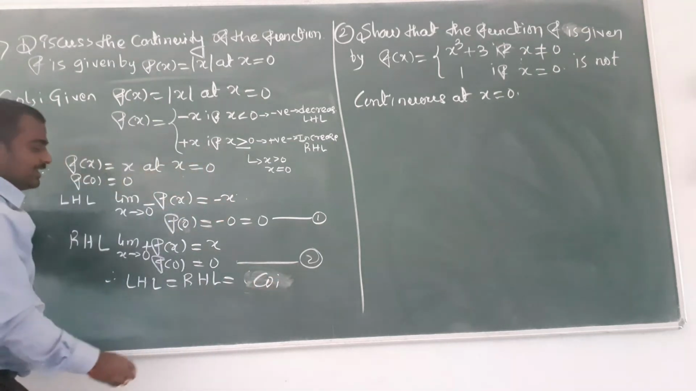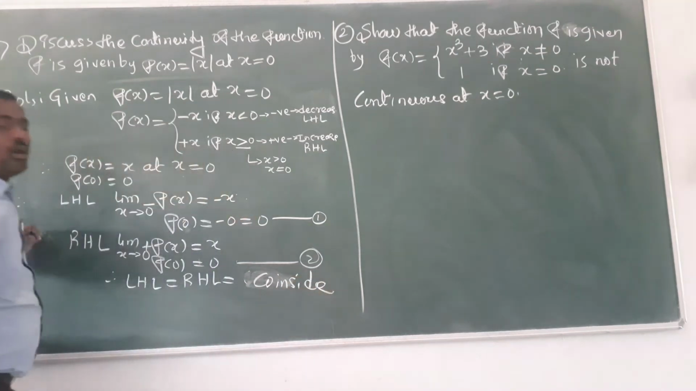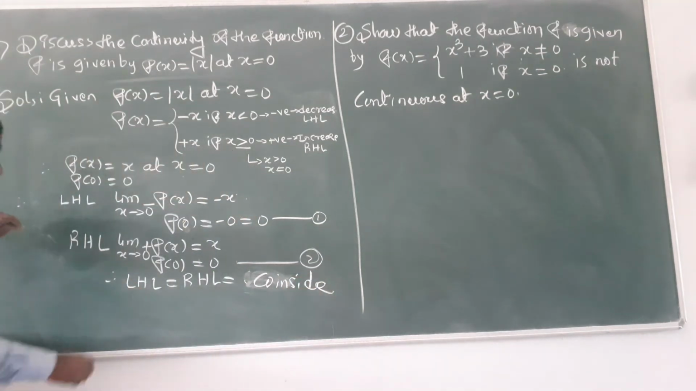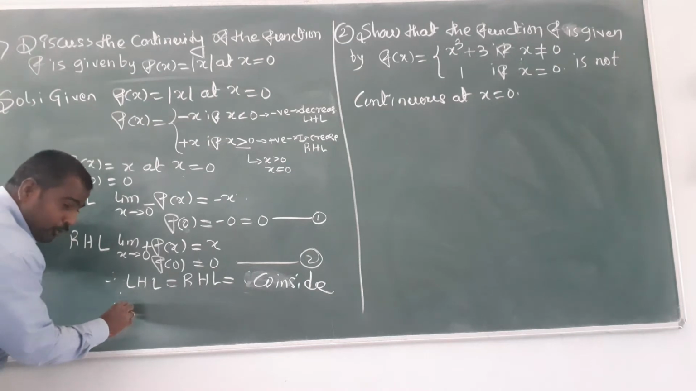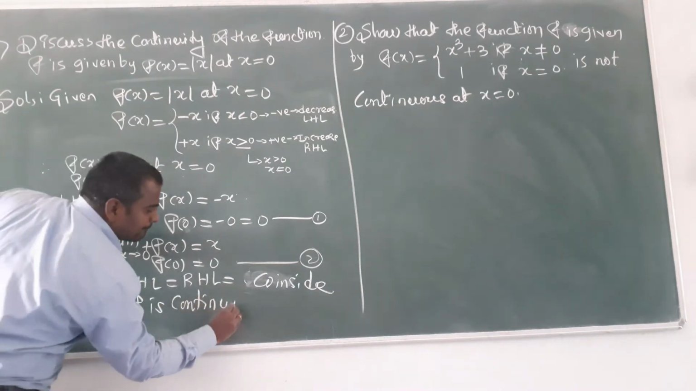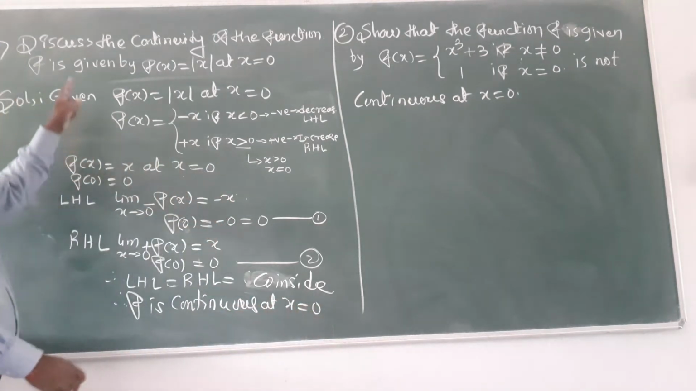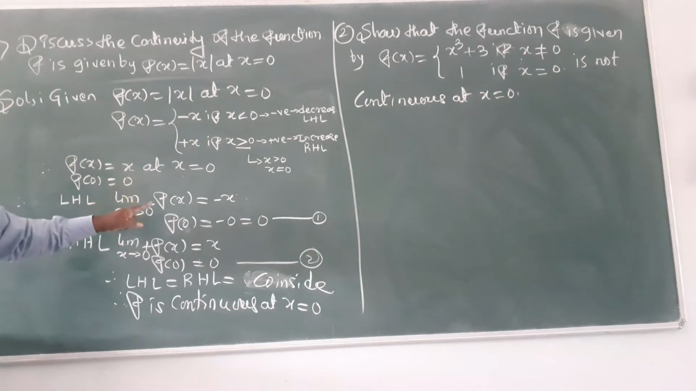What is the spelling? Sorry, coincide, right? Or overlap each other, right? So therefore, f is continuous at x is equal to 0. Hence, prove that. This is the 5 marks question also.